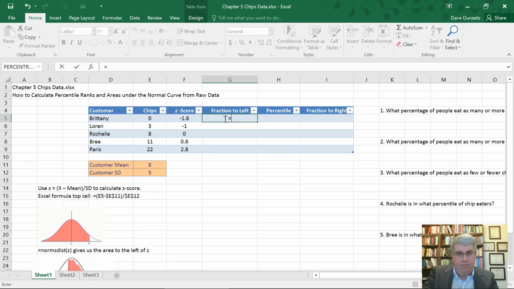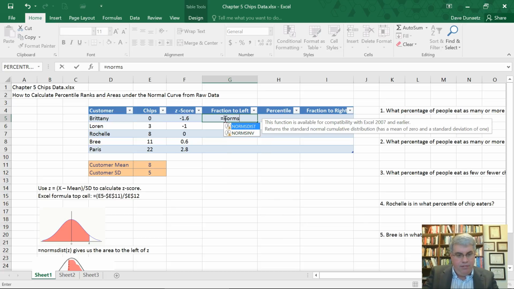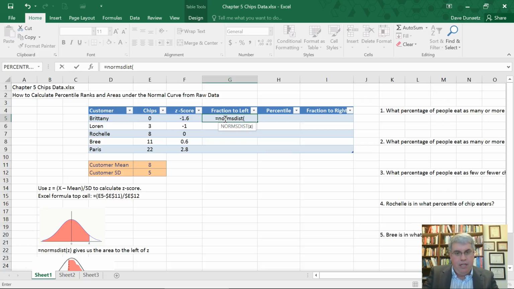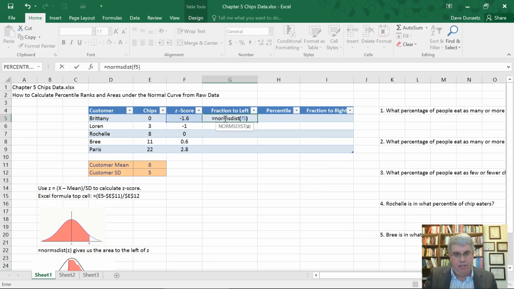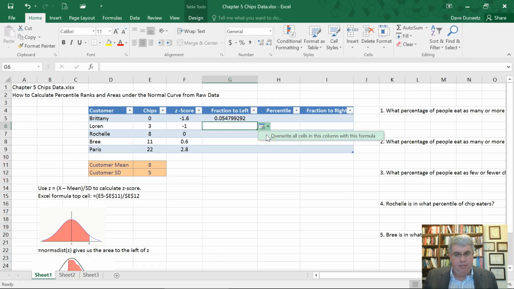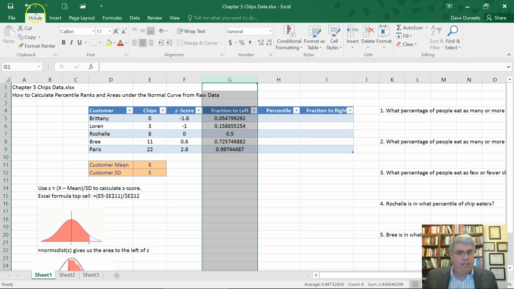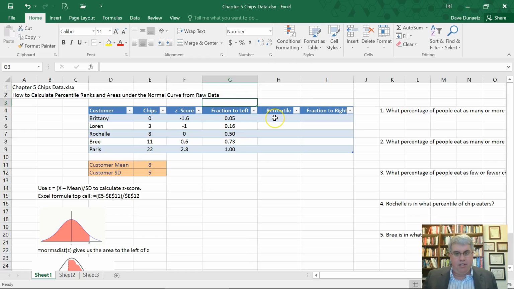So I'm going to type in equals NORM.S.DIST, the normal standard distribution of z, and our z-score is going to be F5, close parentheses, and it turns out that that's 5%. Now I want to fill down the rest of the cells. And now let's get rid of some decimals. So I highlighted the column, went to Home, went to the number formatting, and changed it to number. And so that gives us a fraction to the left.